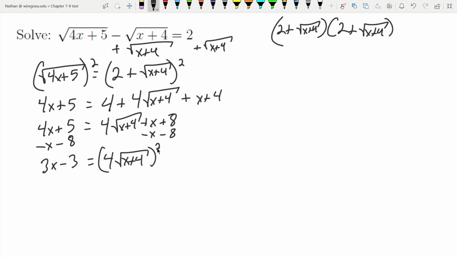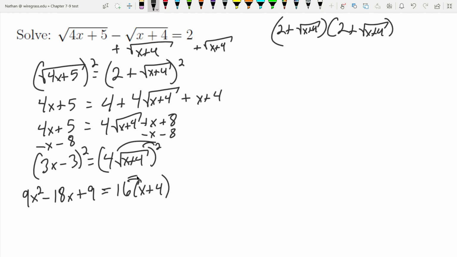When you square this side, you're going to distribute the 2 into both things. And then we're going to square this side as well. So expand this. This is 3x minus 3 times 3x minus 3. It's going to give you 9x squared, minus 3 times 3 is 9 times 2 is 18x, then plus 9. 4 squared is 16, and this thing squared is just x plus 4. I can distribute that into there, plus 64. And this is just a quadratic equation.